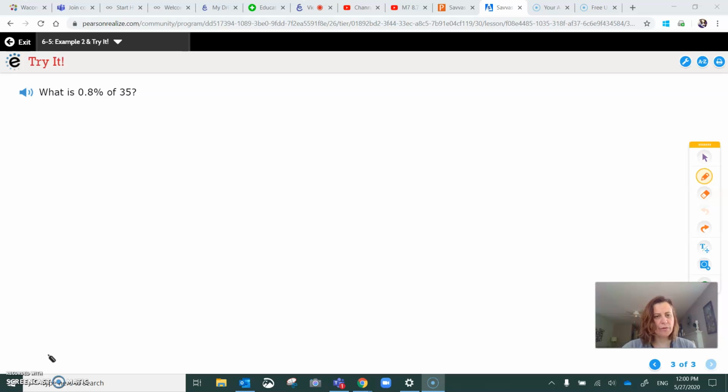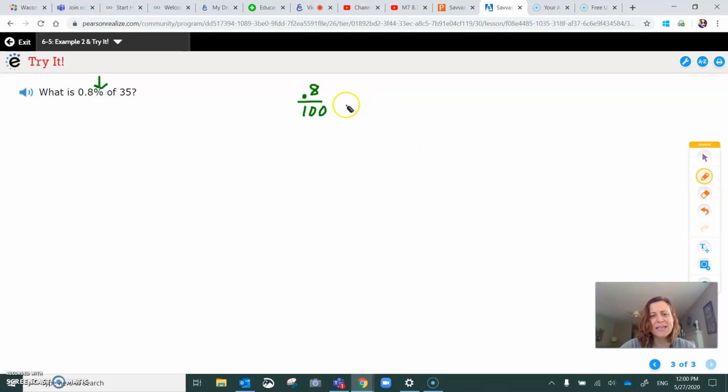First of all, remember when you see a percent sign, it's telling you how many parts of 100. So 0.8% means you have 0.8 parts out of 100 parts. You have less than 1 part.